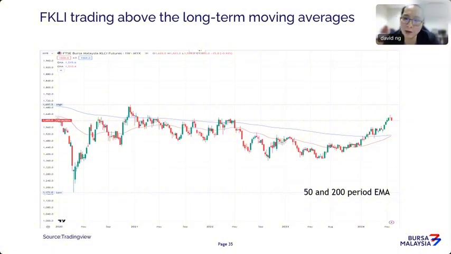But if you look at the frame itself from left to right, the market is generally consolidating between 1,600 and probably 1,480 on the longer term perspective. But I think on a short term basis, the FKLI performance is still showing you that the market is on an uptrend rally per se.